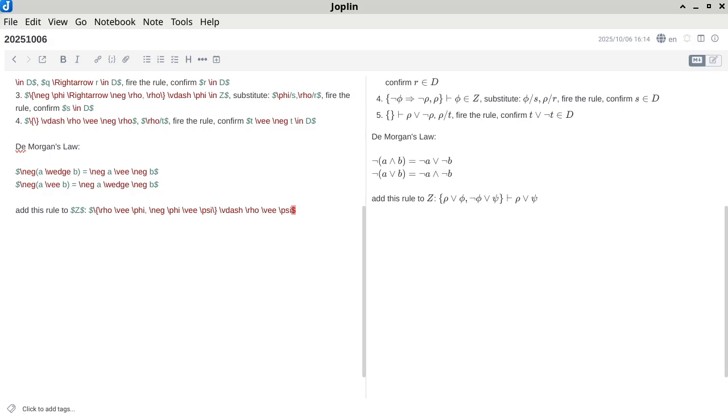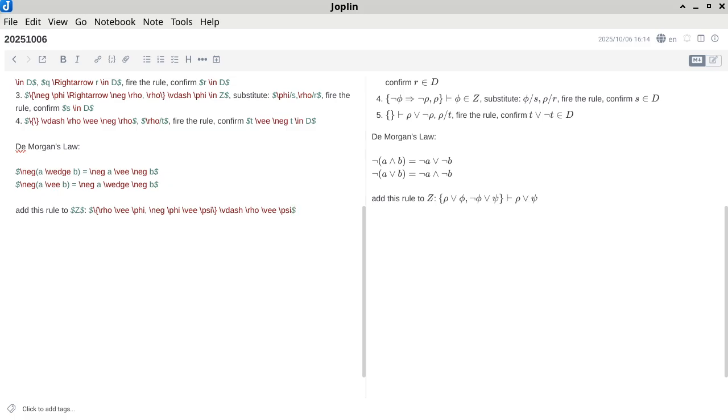So this element in zeta basically is saying I'm looking for two disjunctions. In one disjunction, it has some kind of a phi. In the other disjunction, the only requirement, the only restriction is we need to have the negation of the same phi that we found in the first disjunction.